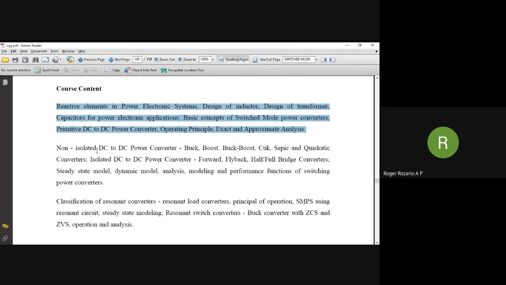Next class we will go to the non-isolated DC-DC power converters. We will analyze in detail the buck, boost and buck-boost, other types of converters, and we will end up the second paragraph with the isolated DC-DC power converters. So basically, the next lectures will deal with the non-isolated and isolated DC-DC power converters. Hope today's lecture is clear. There is no doubt, so we will wind up the class.